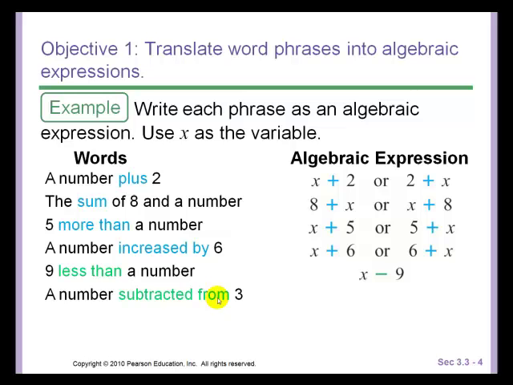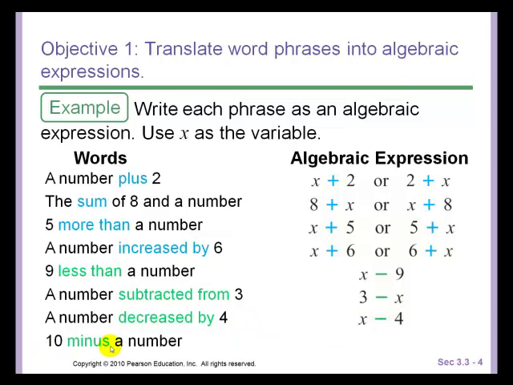A number subtracted from 3. In this case, the number is being subtracted from 3, so the number comes second. This is actually 3 minus x. Again, think of a sample number. If you had asked, what is 2 subtracted from 3? 2 subtracted from 3 is going to be 1. So it'd have to be 3 minus 2. That's the only way you were going to get a positive 1. A number decreased by 4 is going to be x minus 4. And 10 minus a number is going to be 10 minus x.